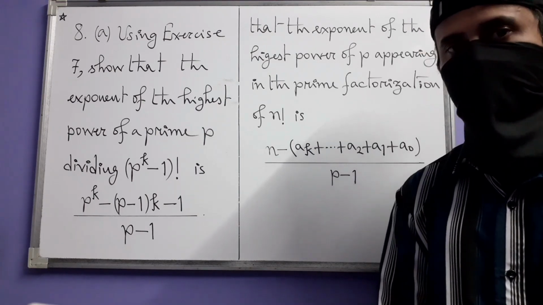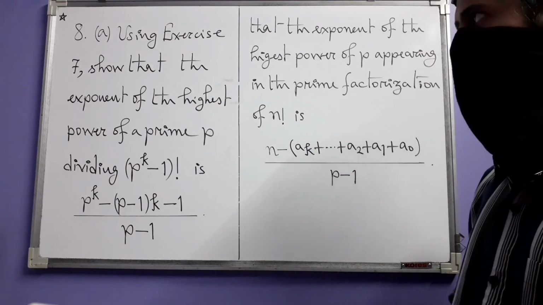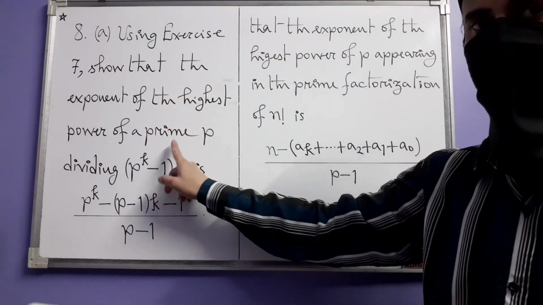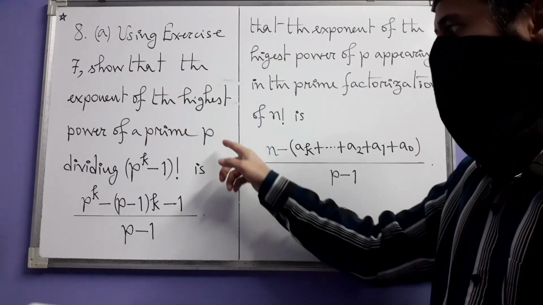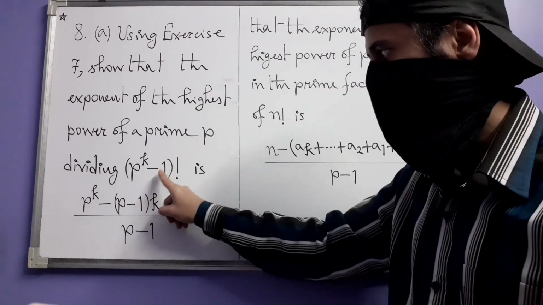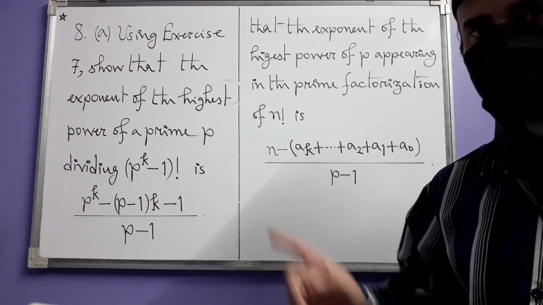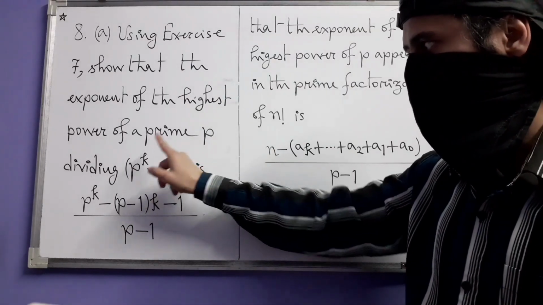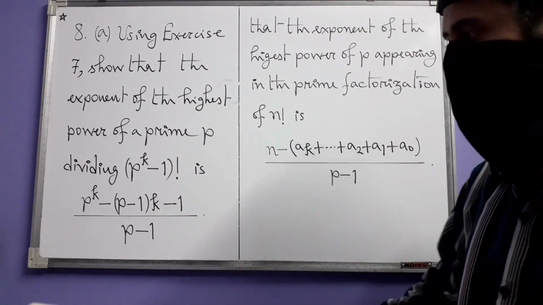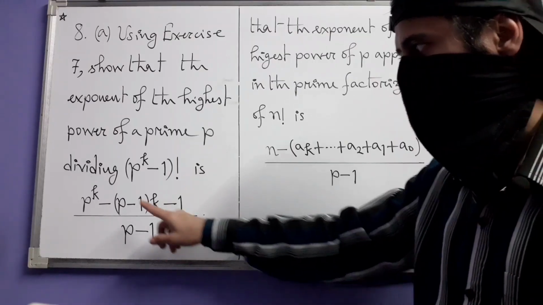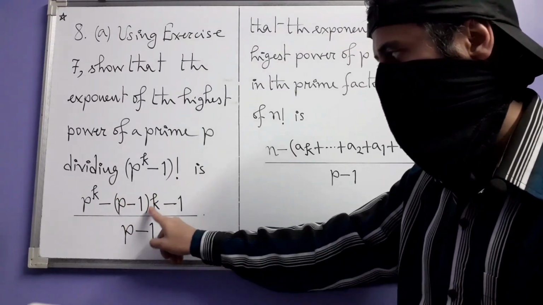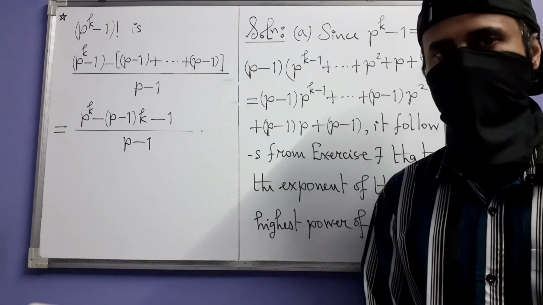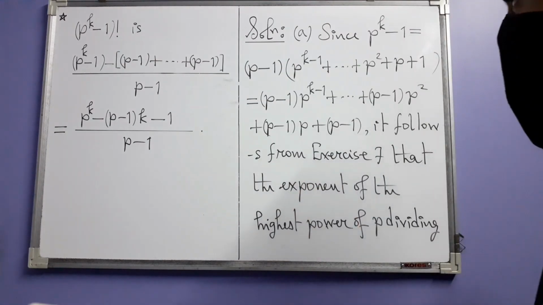Exercise 8 has two parts. This is part A, where we have to use exercise 7 to show that the exponent of the highest power of some prime p that divides p to the power k minus 1 factorial. That means there we had n factorial here, and here in place of n we have p to the power k minus 1, and that largest exponent is this: p to the power k minus (p minus 1) times k, minus 1, divided by p minus 1. And this is the solution to part A.